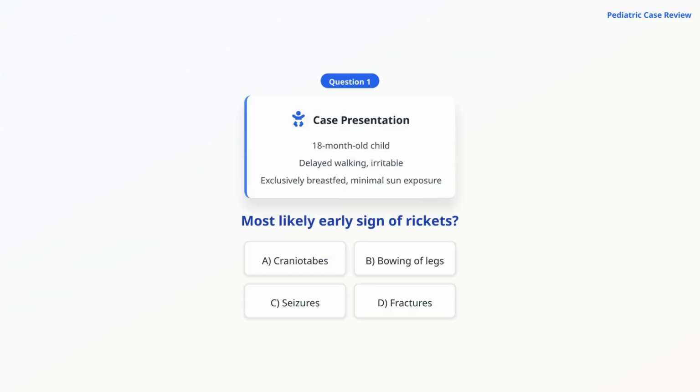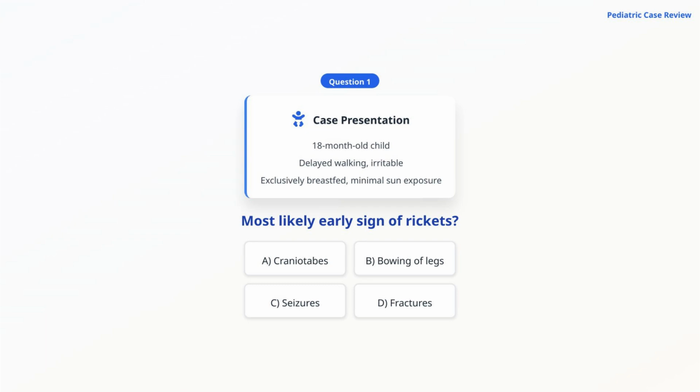Case 1. An 18-month-old child presents with delayed walking and irritability. Parents report excessive scalp sweating and poor feeding. The child was exclusively breastfed with minimal sun exposure. Question: what is the most likely early sign of rickets in this patient?